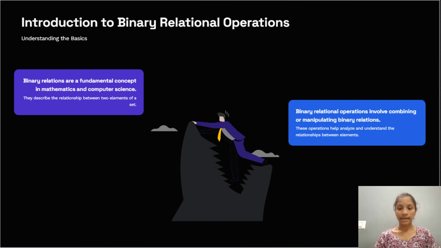Okay, so binary relation operations involve combining or manipulating the binary relations. These operations help analyze and understand the manipulations between elements. So, relations between the elements. Next.